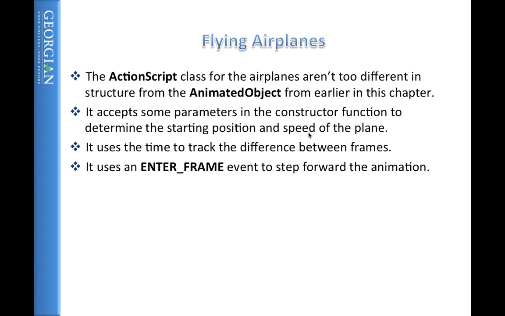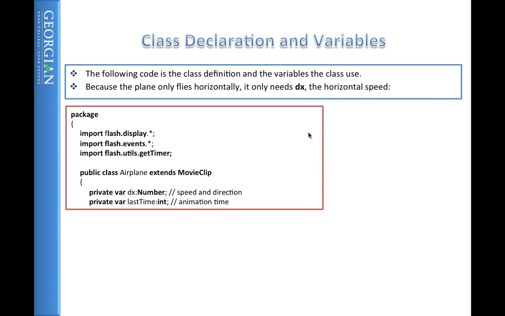We're listening for these frames to move. So 60 frames are going to move in a second, so we're going to have potentially quite smooth animation going on. All right, let's take a look at this. So in the airplane, which is like our animated object, when we declare the class, it's definitely going to extend the movie clip superclass.